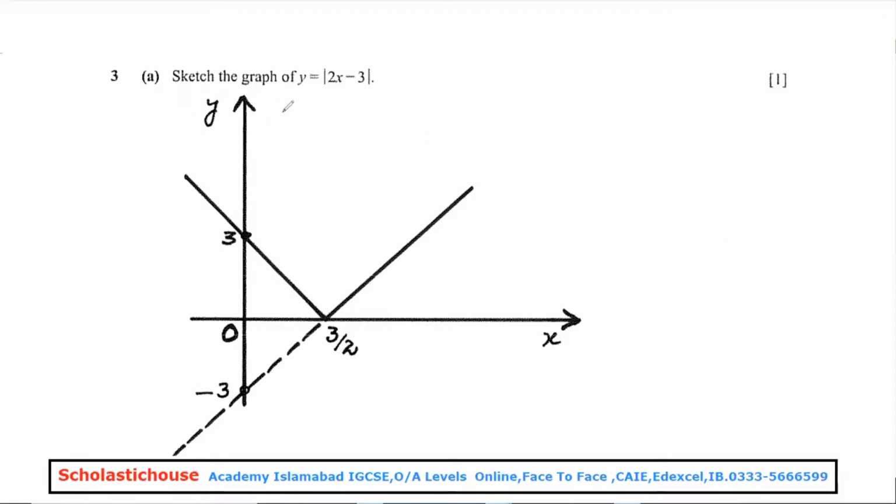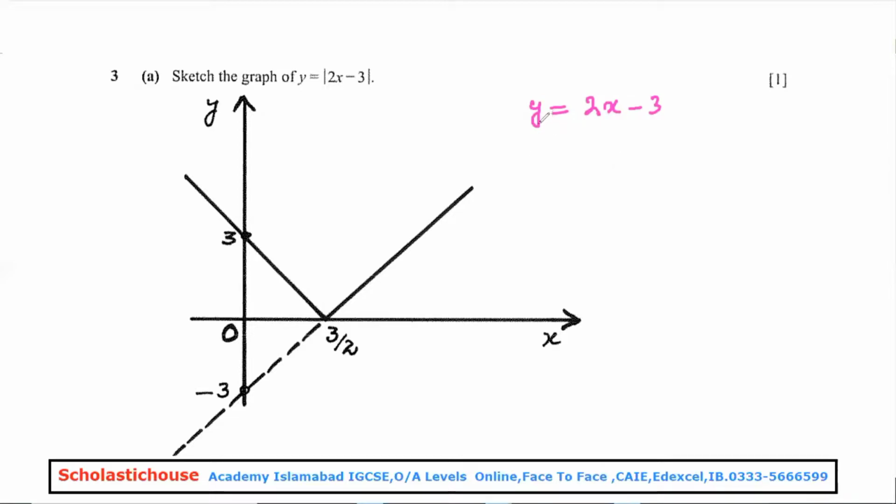Question is, sketch the graph of y is equal to modulus of 2x minus 3. I have already solved this question. Now I explain how we can do this question. Step 1, convert the modulus equation into a straight line equation, like y is equal to 2x minus 3.